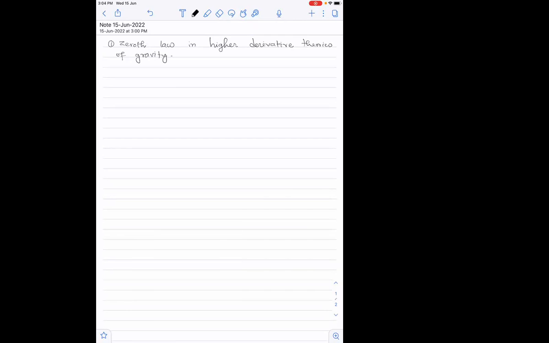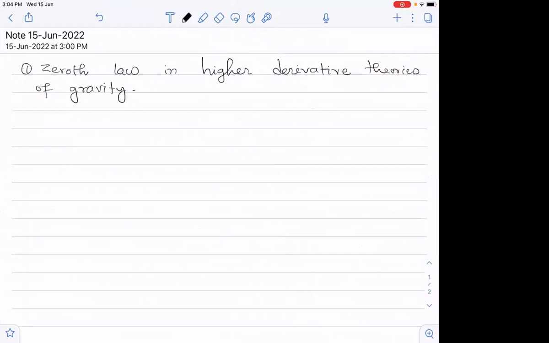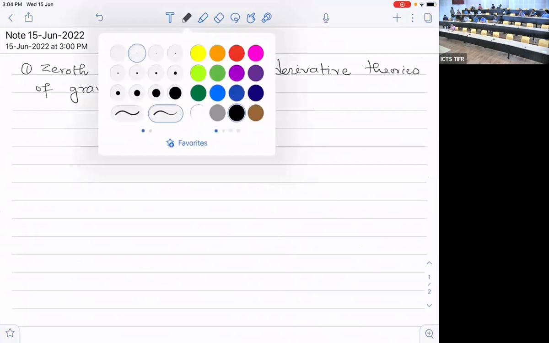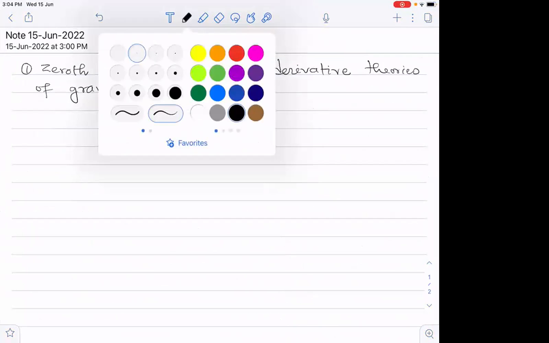Is it possible to make this notebook landscape? Okay, no. Like this? Yeah, that's better. Should I write in a bigger font? No, this is good. This is okay.